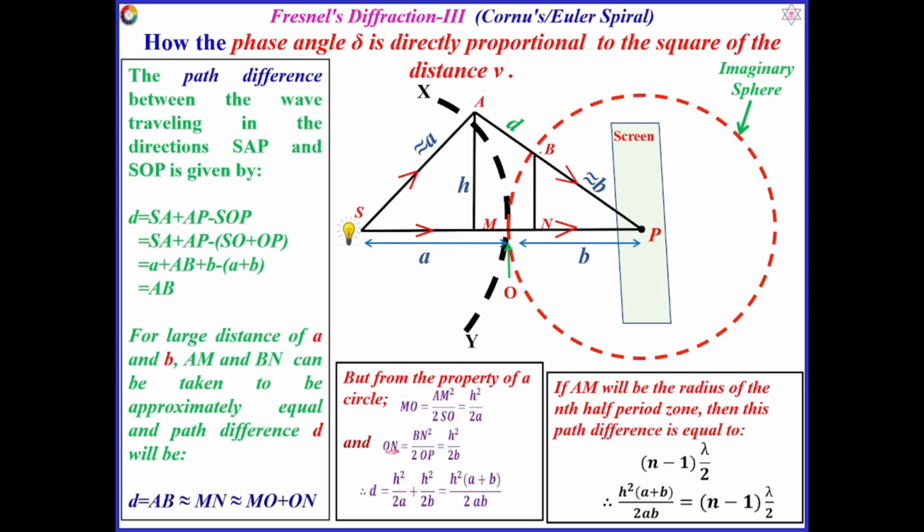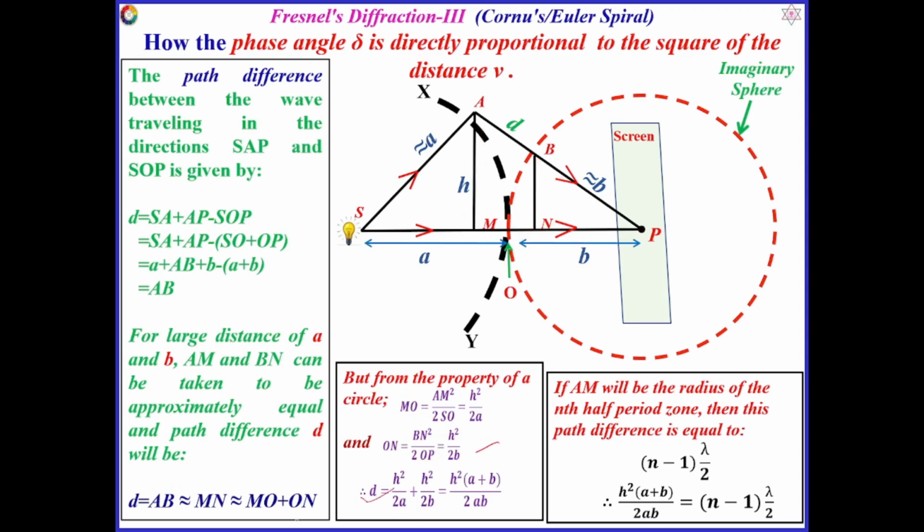Similarly ON, if I consider this circle, this distance ON will be equal to BN square, this perpendicular, by 2 OP. 2 OP means 2 into this radius OP. This radius value we took as B, and BN is approximately AM, as we already considered for the larger distance. So instead of BN we can write H. So H square by 2 into OP. OP is nothing but B, so H square by 2B, right.